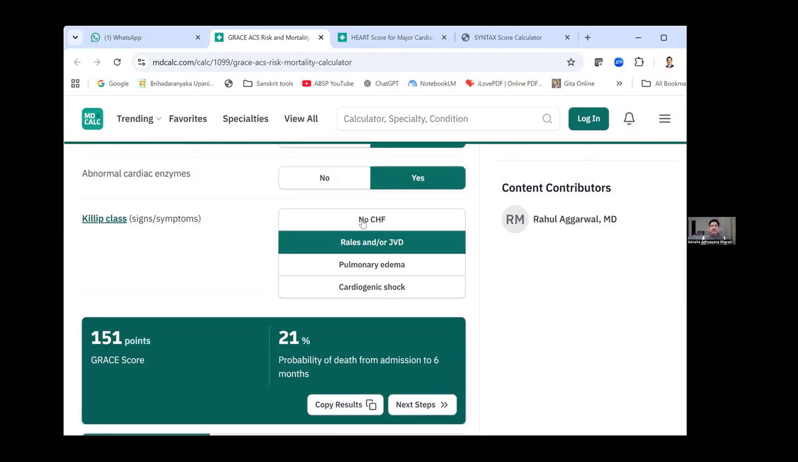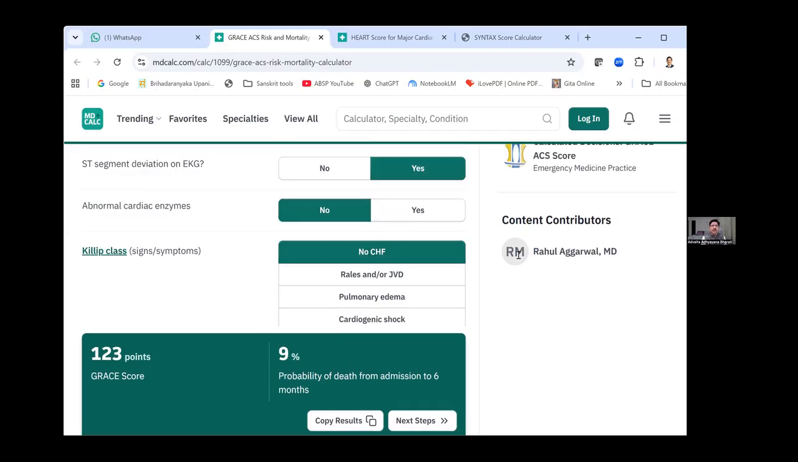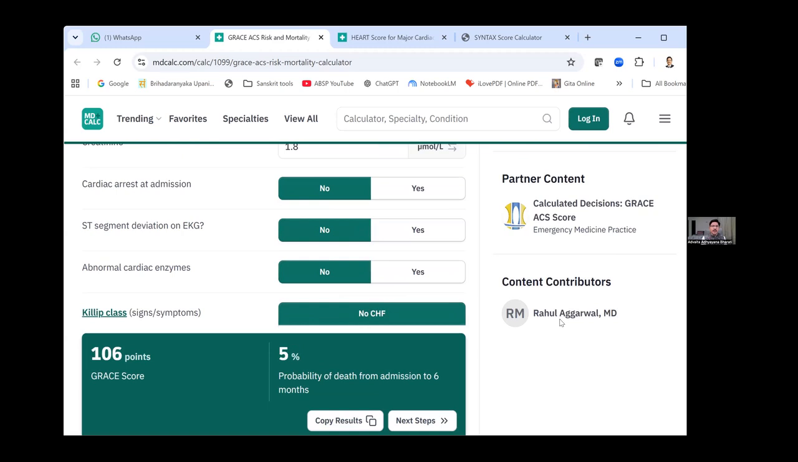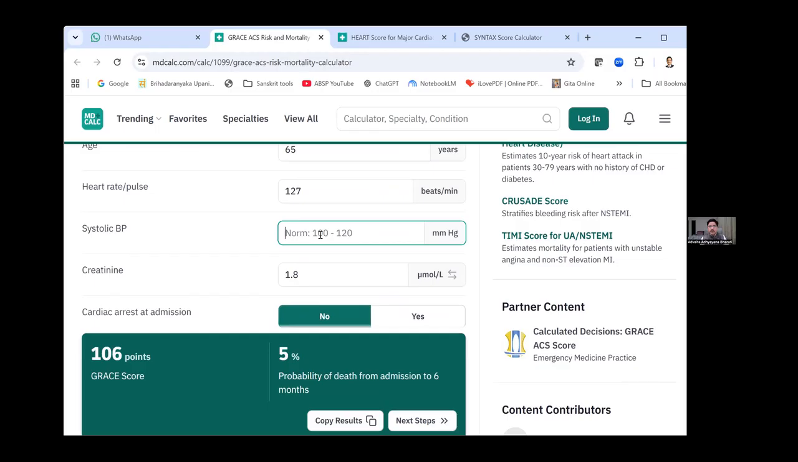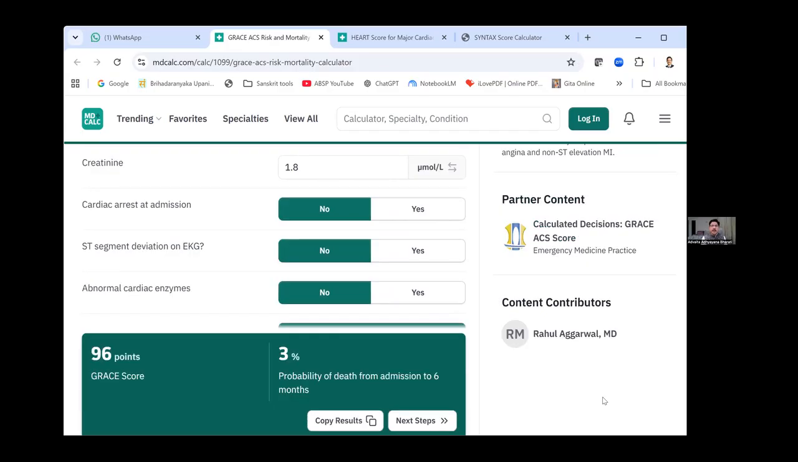Supposing he doesn't have CHF, then it has come down to 136. Or if abnormal cardiac enzymes are not there, then it has come down to 123 points. Now you see, if ST segment changes are not there, then 106 points. Like that, the GRACE score modifies. Or his blood pressure is normal, let us say 120, then you get 96 points. The probability of death from admission to 6 months is 3% only. In such patients, you don't have to immediately rush to the cath lab. So HEART score and GRACE score are essential.